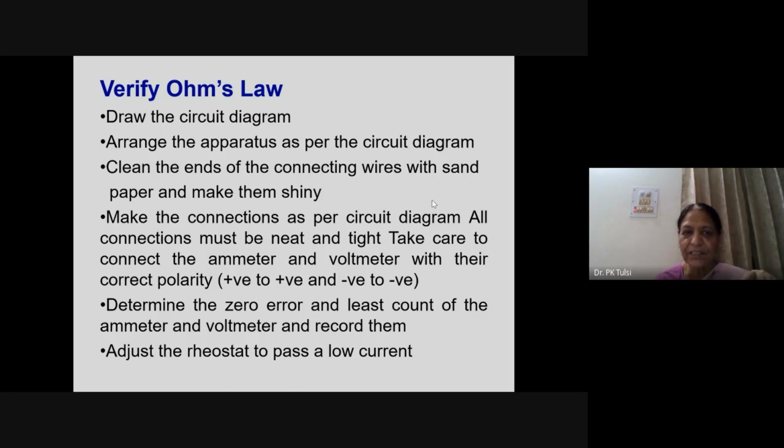determine, adjust. Then I repeat this 3 times, 4 times or 5 times. So I make 5 observations and come to the conclusions, draw the conclusion. These are nothing but learning outcomes. Each is a specific learning outcome to verify Ohm's law. So you are breaking down the process to its steps and each step is written by using a verb. This is all learning.